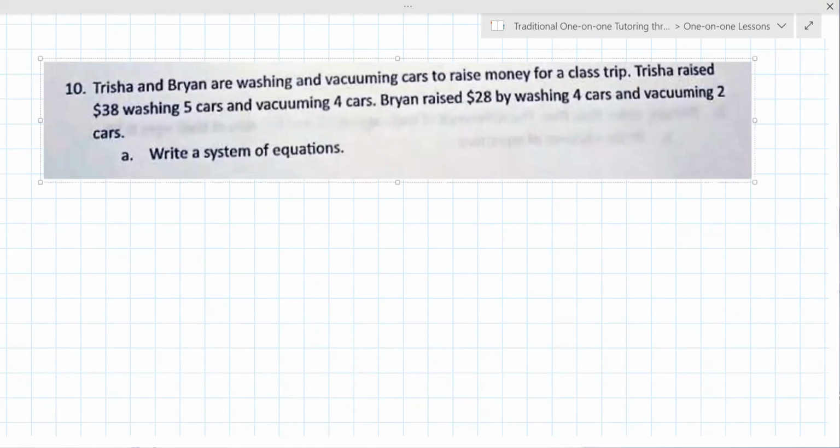Okay, Trisha and Brian are washing and vacuuming cars to raise money for a class trip. Trisha raised $38 washing 5 cars and vacuuming 4 cars. Brian raised $28 by washing 4 cars and vacuuming 2 cars. Write a system of equations.